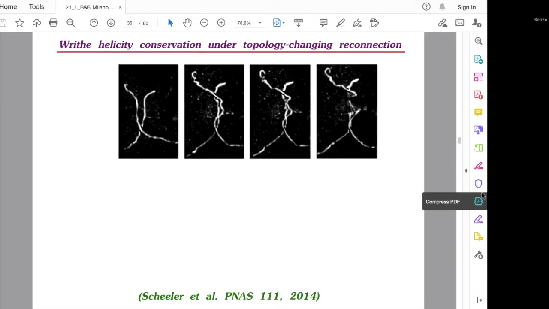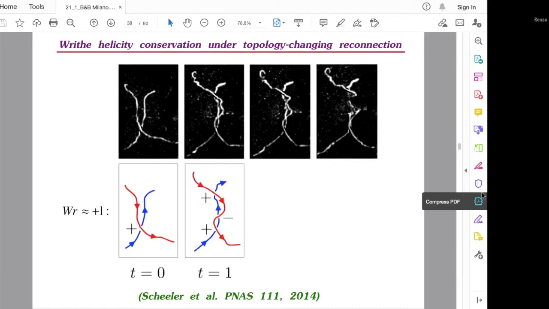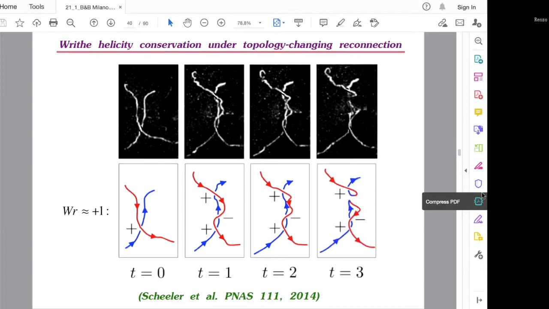Okay, so if we consider the reconnection as from one of the screenshots shown in the experiment by Irvine, we can guess that what we call the projected writhe is nearly 1 all the time across the reconnection. Remember, writhe changes with evolution, but just before the reconnection and after the reconnection, there is a sense here that the projected writhe may be conserved.